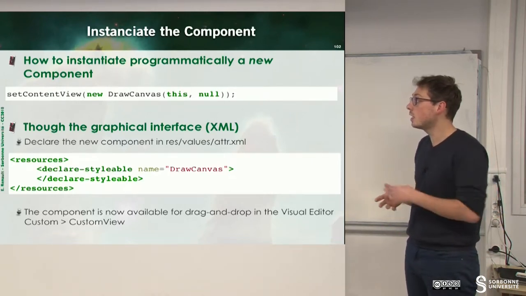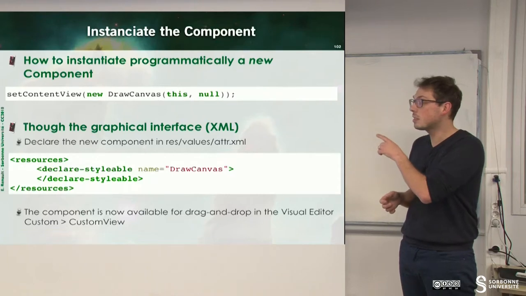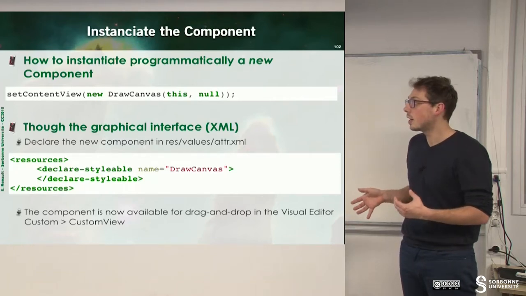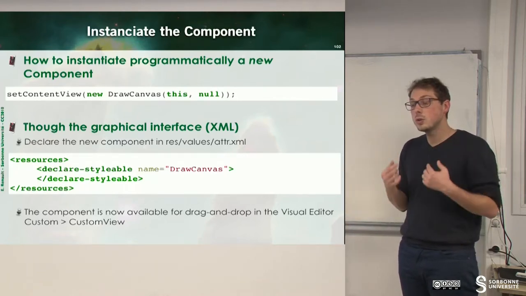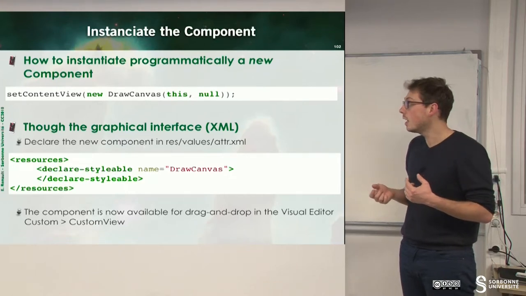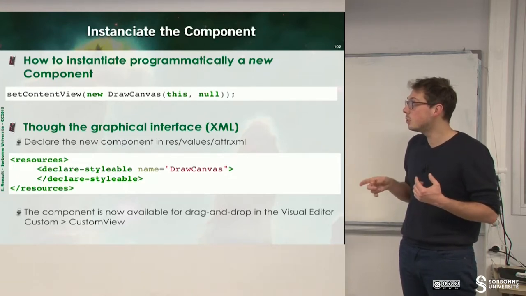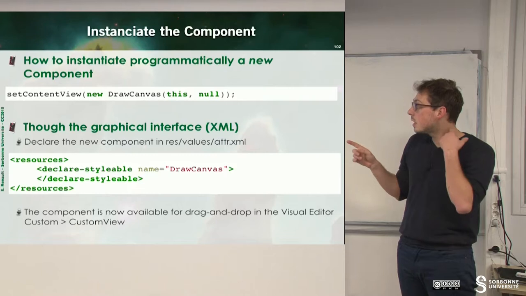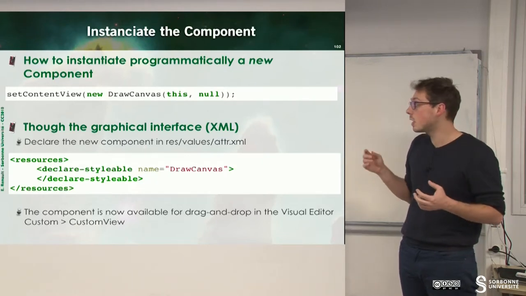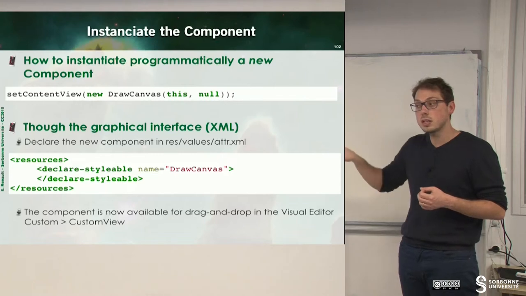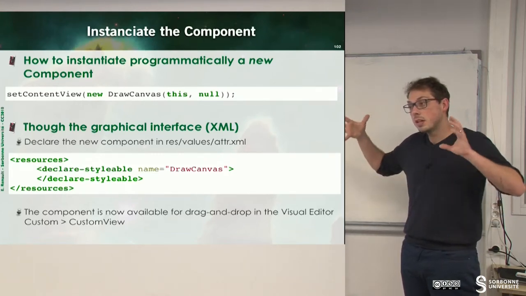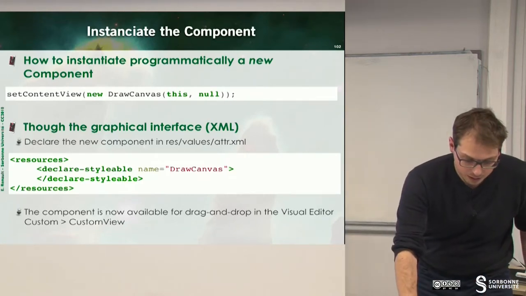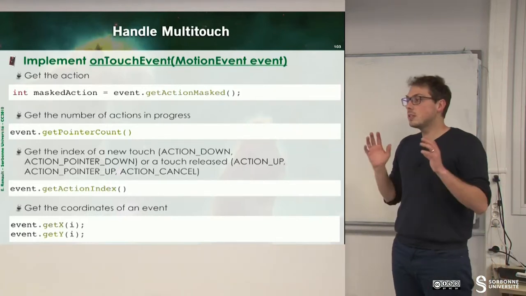So now we have defined a new component, and this new component can be accessed programmatically. You can call setContentView with a new DrawCanvas with this context and null for the attributes. Or you can use it in the GUI editor. To do that, you just have to declare your new component inside of res/values/attrs.xml, saying that you now have a new component that you can use, which is DrawCanvas, and then you can do drag and drops inside of your editor to build a new view. So this is for a single touch.